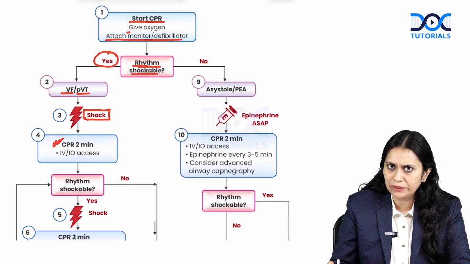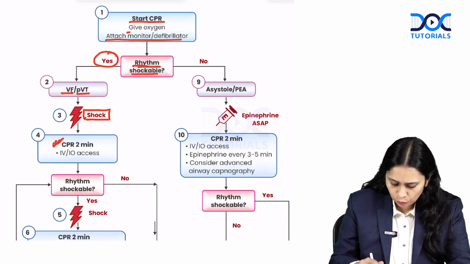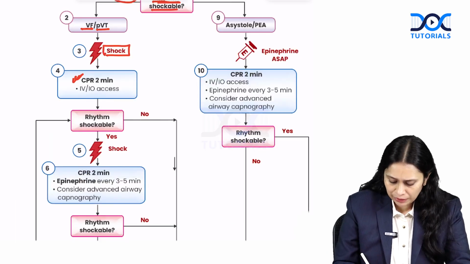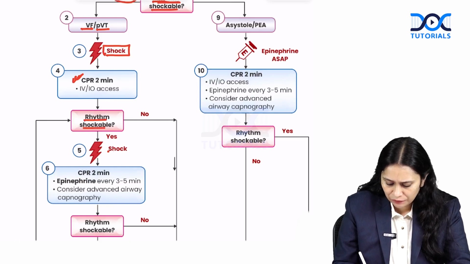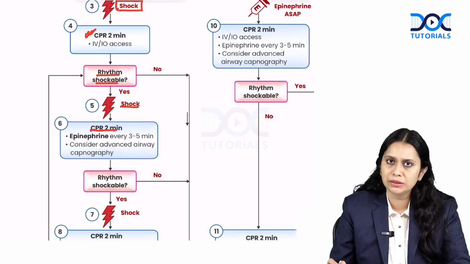Try to secure the IV line. If we don't get the IV line, we go for an intraosseous line. Now, we do CPR for 2 minutes. Again, we check the rhythm. If the rhythm is still shockable, we give the shock again. And we again resume CPR for the next 2 minutes.